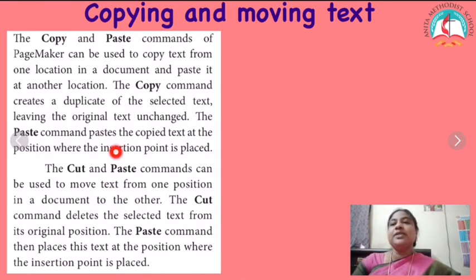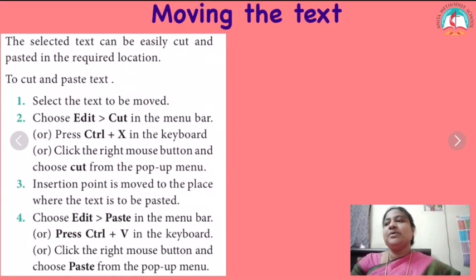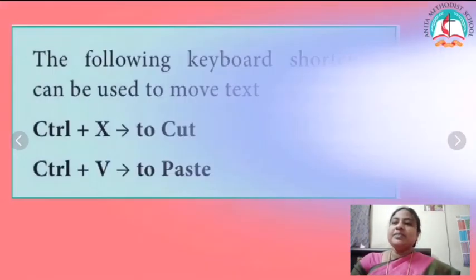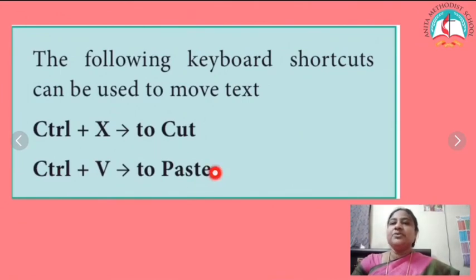Then how to paste it? The insertion point is moved to the new location. Go to Edit, Paste, shortcut key Ctrl+V. Otherwise right-click the mouse pointer and click the paste option. So this is using the menu, shortcut key and mouse pointer. Okay, the following keyboard shortcut keys. First one, Ctrl+X means cut, Ctrl+V means paste. This is a 2-mark question, children. What is the shortcut key to cut the text and copy the text?